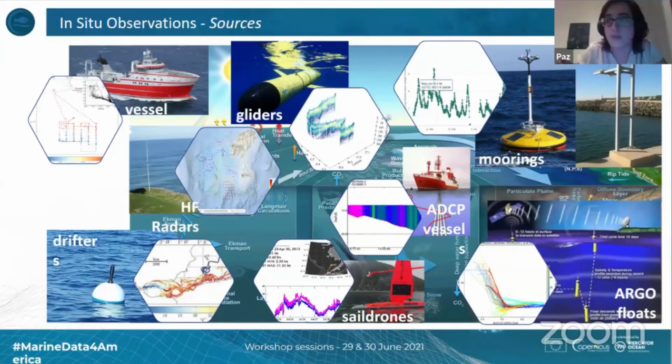This multi-platform approach sets some particular features to the resulting products that I wanted to share with you, so that it's not a surprise. The in situ products usually have gaps, because obviously we only have data where there is a platform reporting data. If there is no platform in a given area, we don't have information in such area. Another thing is that you will find many different shapes of data because it depends on the kind of platform reporting the data.